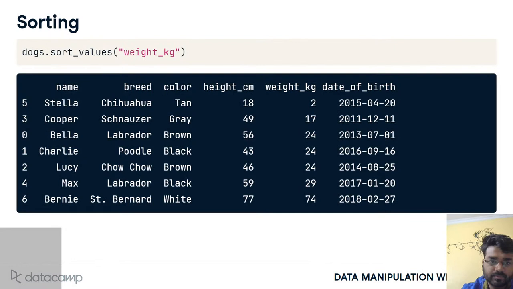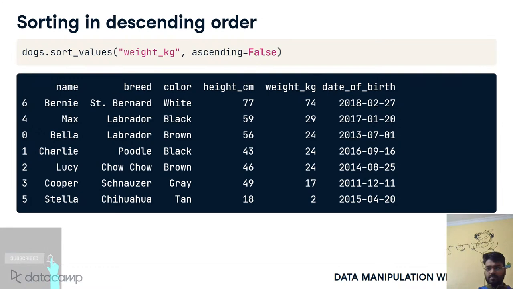The first thing you can do is change the order of the rows by sorting them, so that the most interesting data is at the top of the data frame. You can sort rows using the sort values method, passing in a column name that you want to sort by. For example, when we apply sort values on the weight kilograms column of the dogs data frame, we get the lightest dog at the top, Stella the Chihuahua, and the heaviest dog at the bottom, Bernie the St. Bernard. Setting the ascending argument to false will sort the data the other way around, from heaviest dog to lightest dog.